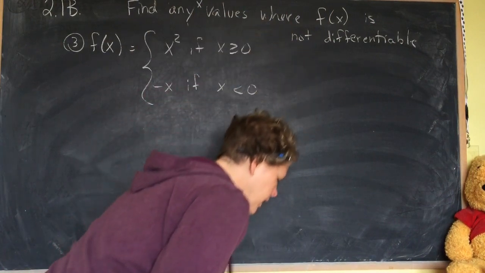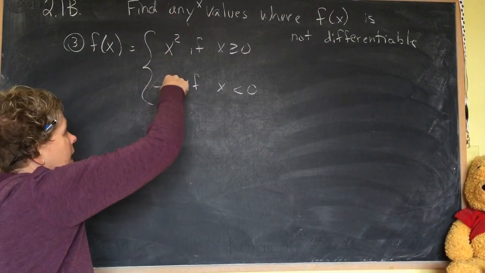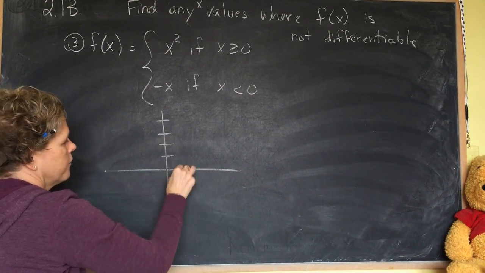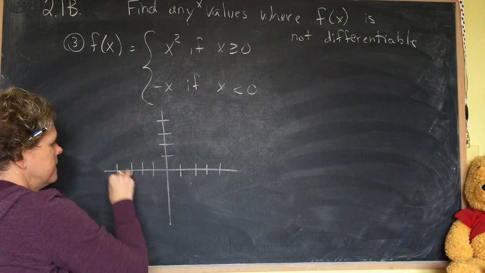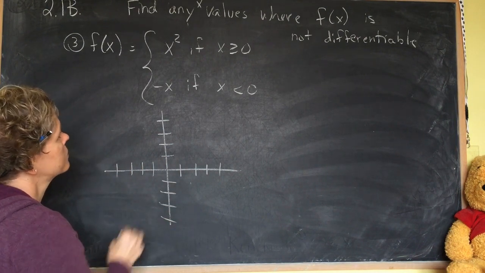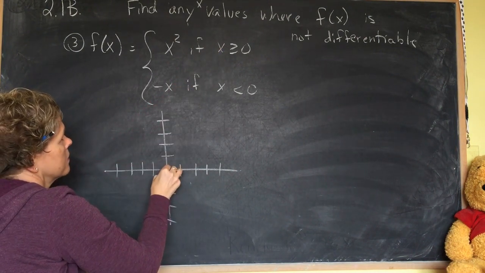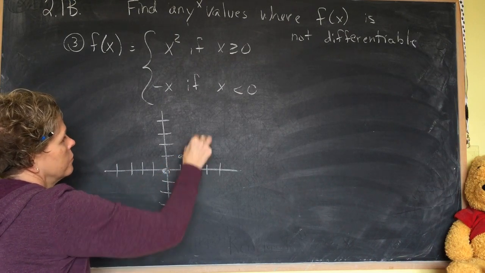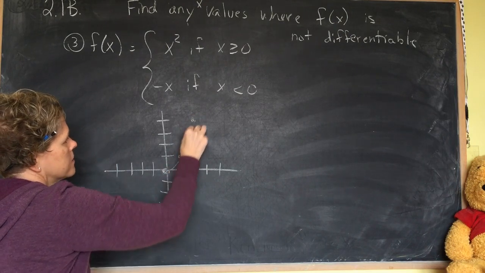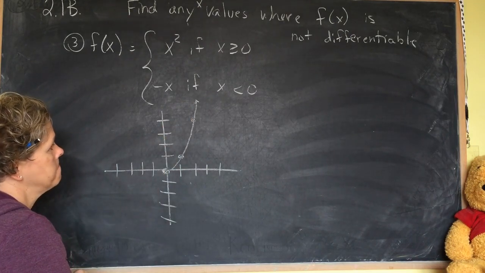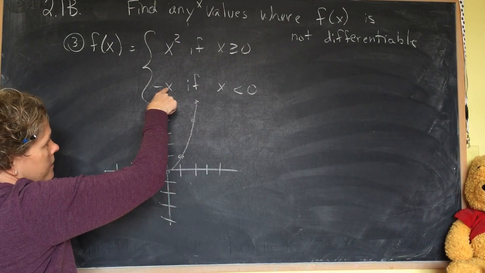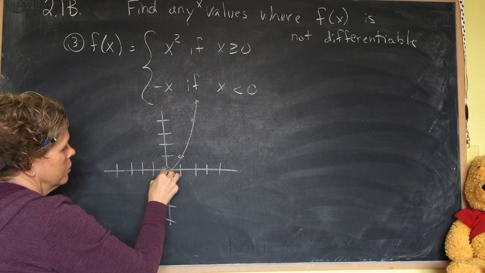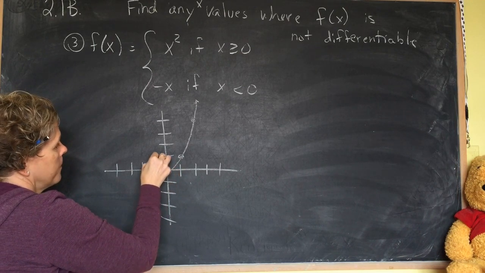All right, last one. When I look at this, it looks like I have a parabola and a line. So that should make it a little bit easier to graph. For x bigger than 0, I have (0, 0), (1, 1), (2, 4). So I'm going to have this parabola on that side. Over here, I have a negative sloped line. At 0, I'm at 0, but it's an open circle. At -1, I'm at 1.